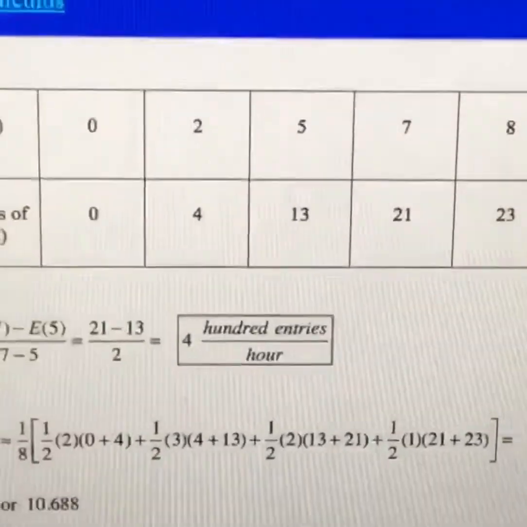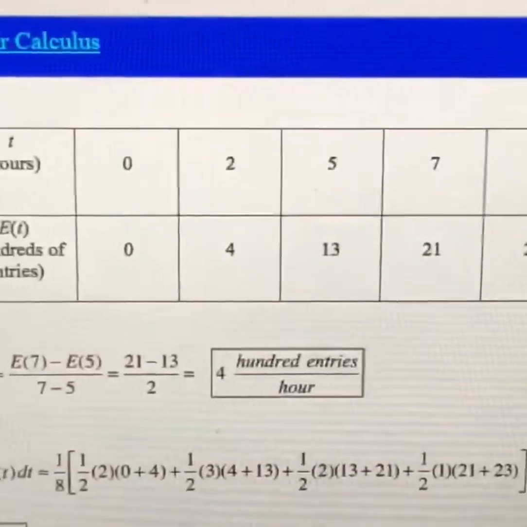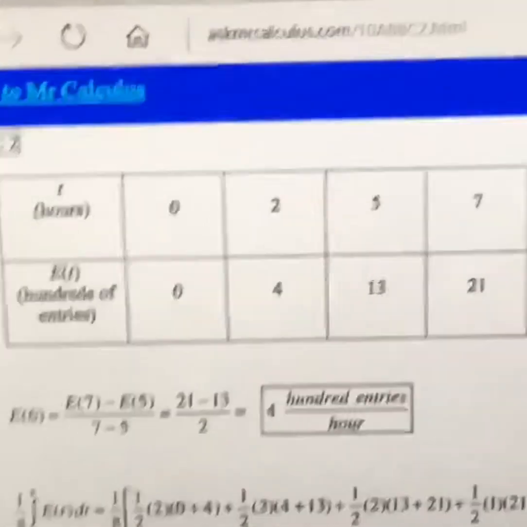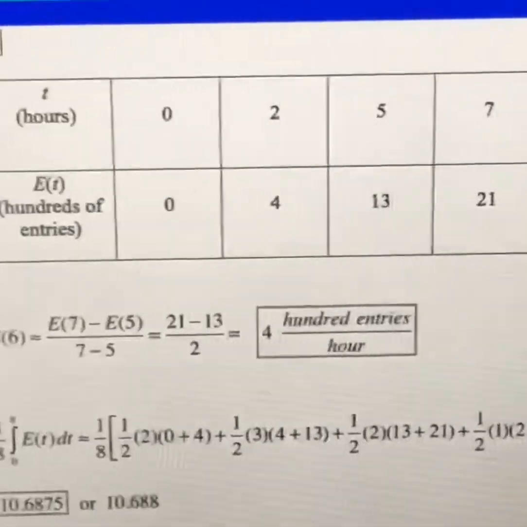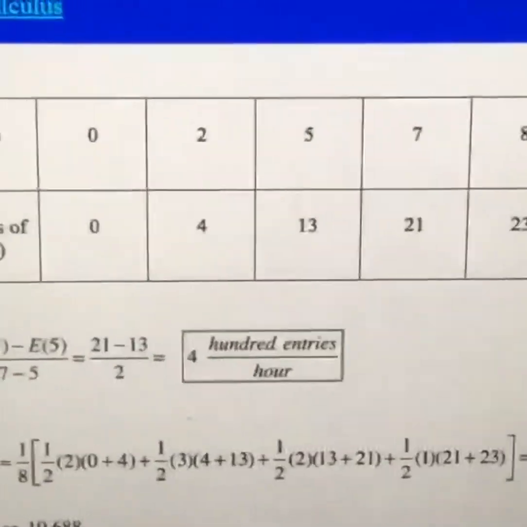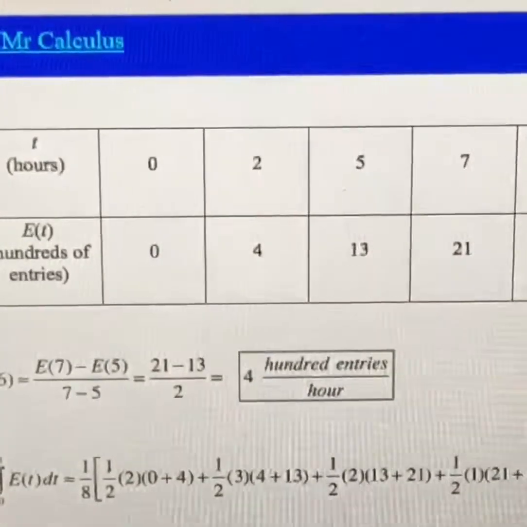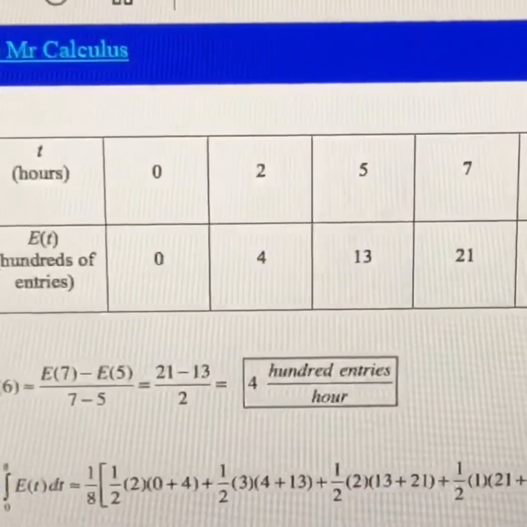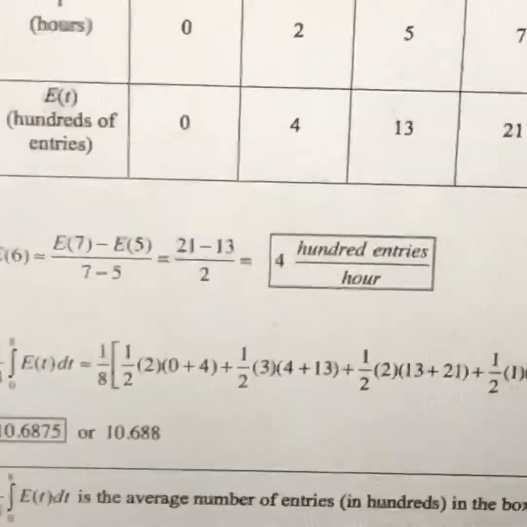like we found in the work. For Mr. Calculus, he said exactly the same thing as all work previously shown, as all the students got the answer. Simply set E prime of 6 equal to E of 7 minus E of 5 over 7 minus 5 and just simplify it down. The common errors in this problem that you could find are either simple multiplication errors, which I'm gonna be honest are probably really hard to have here because it's just simple subtraction and division, or just forgetting the units.